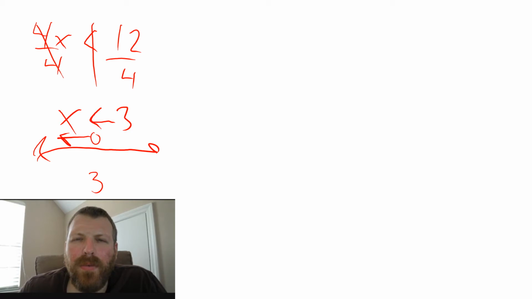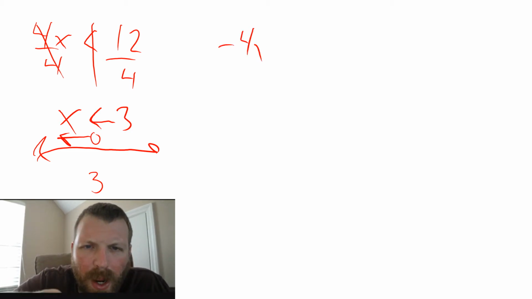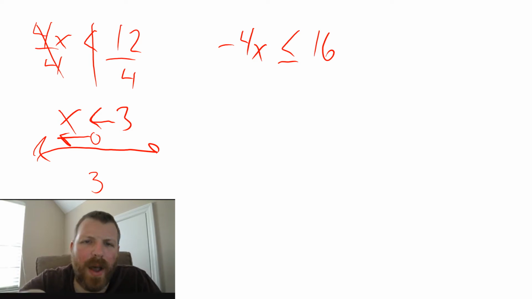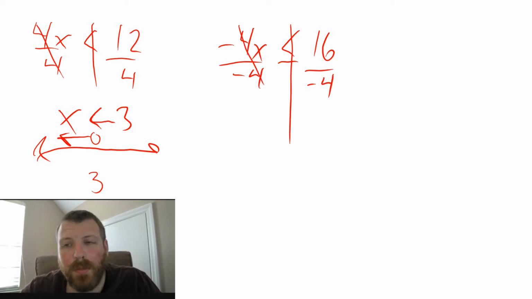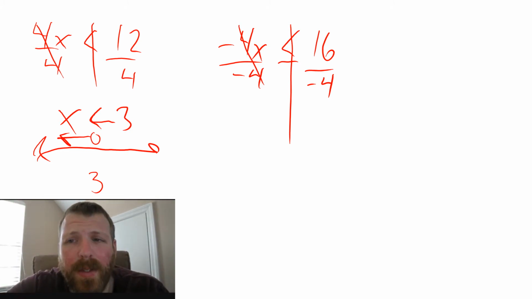But what happens if the number that we're dividing by is negative? So if I had something like negative 4x is less than or equal to 16. Well, now I'm still going to divide by negative 4, but the difference is that when I divide by a negative or multiply by a negative, meaning the x is negative, not the number, right? The 4 is negative, but that makes this whole x negative. I don't care about 16 being negative.